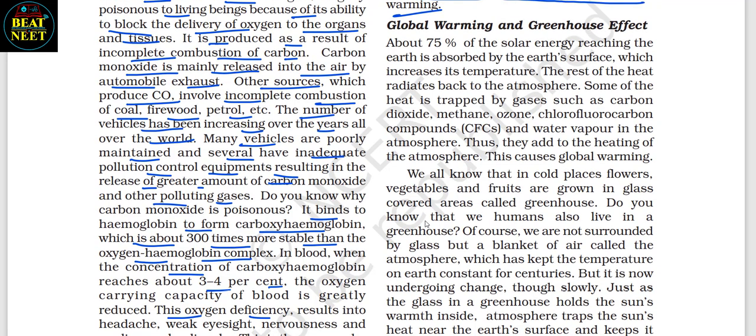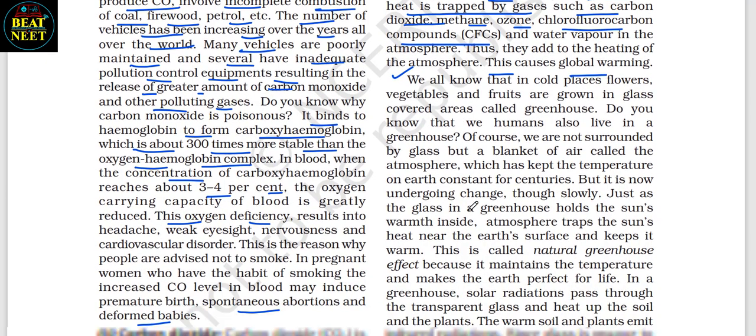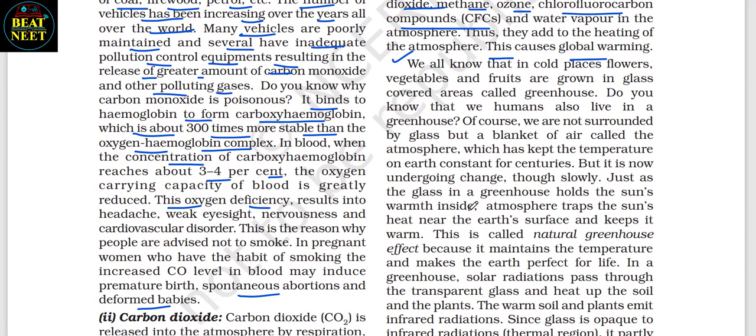Global warming and greenhouse effect. About 75% of the solar energy reaching the earth is absorbed by the earth's surface, which increases its temperature. The rest of the heat radiates back to the atmosphere. Some of the heat is trapped by gases such as carbon dioxide, methane, ozone, chlorofluorocarbon compounds, that is CFCs, and water vapor in the atmosphere. Thus, they add to the heating of the atmosphere. This causes global warming.